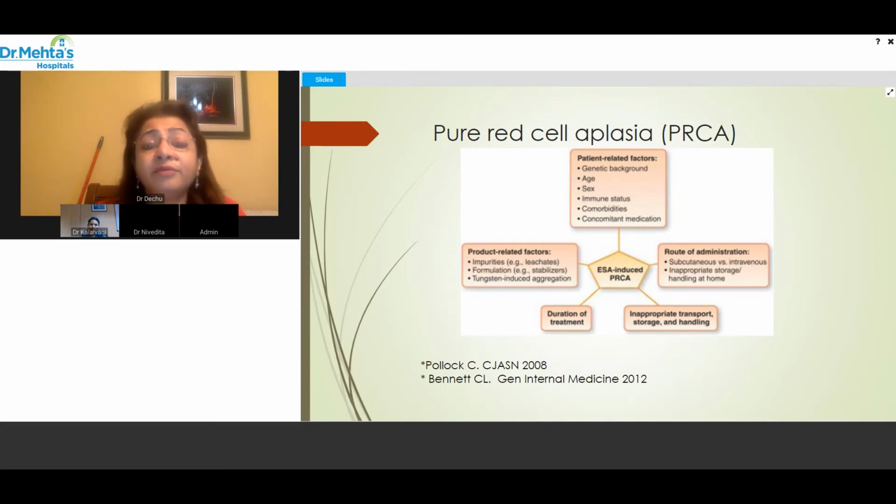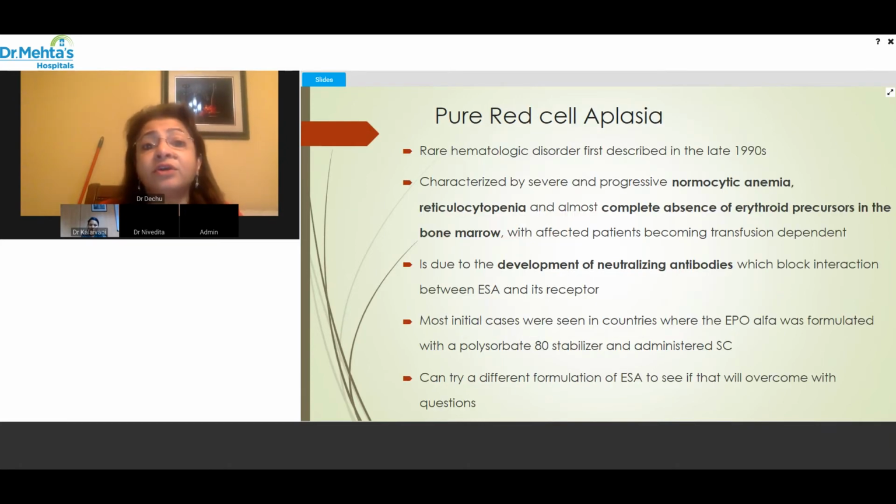Lastly, a word on pure red cell aplasia. There are a number of things that can cause a pure red cell aplasia. A lot of times it can be due to impurities in the erythropoietin that you're giving them itself. It could be because of improper storage and handling, and there are a lot of genetic factors that can also account for that. It's a very rare hematological disorder that was first described in the late 1990s, and it's characterized by severe and progressive normocytic anemia, reticulocytopenia, and almost a complete absence of erythroid precursors in the bone marrow, with affected patients becoming very transfusion dependent.